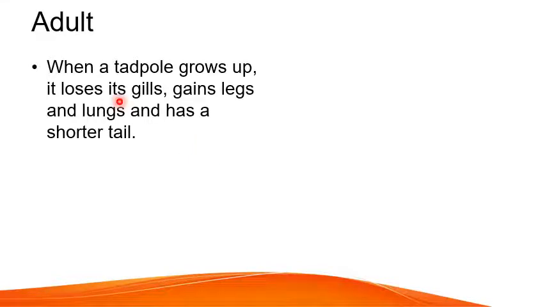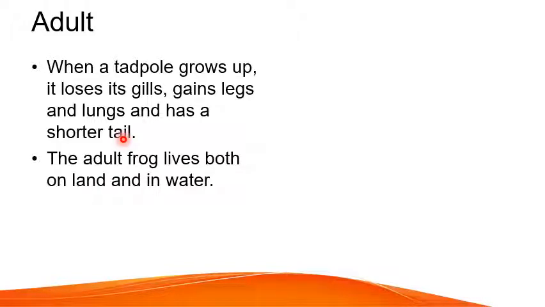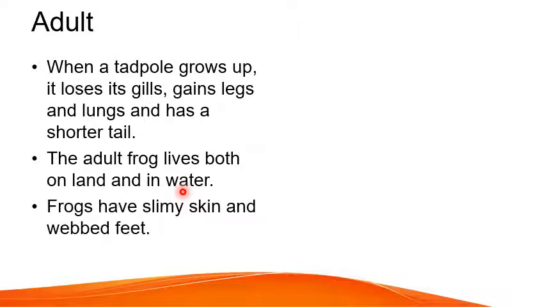So let's talk about the adult. When a tadpole grows up, it loses its gills. A tadpole, when it's young, has gills. But when it's an adult, instead of gills, it has lungs. An adult also has legs and a shorter tail, or no tail at all, some people might say. The tail just goes into their body, I guess. The adult frog lives both on land and in water, which is different from the tadpole. The tadpole lives only in water.